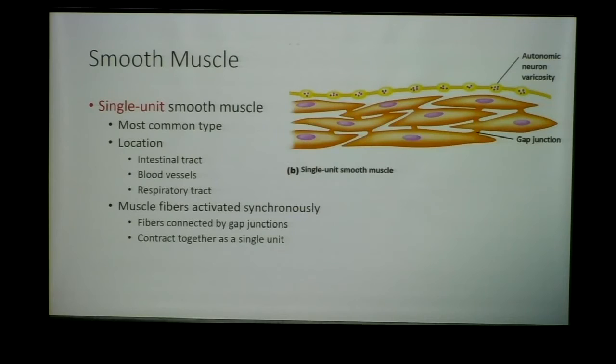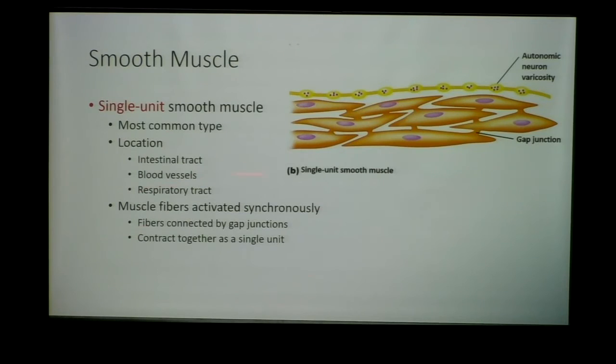All right, so let's look at some examples here. The most common type of smooth muscle we see is single unit. We see this in the intestinal tract, in a lot of blood vessels, more smaller blood vessels. We see it in the respiratory tract. And if you think about it, these are areas of the body that we want to be contracting as a single unit, right? We want the entire GI system to be contracting together, right? We don't want that sort of individualized contraction. And so these are some of the examples that we see single unit smooth muscle.